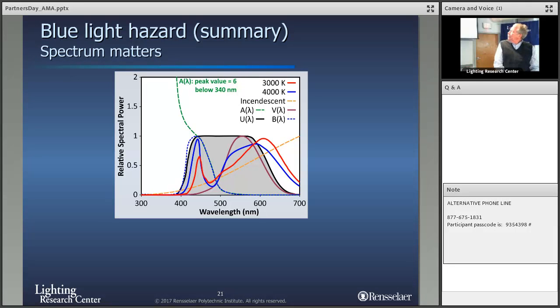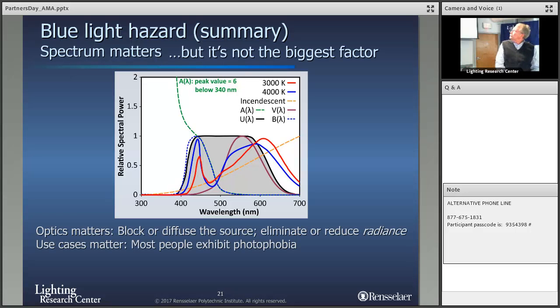So in summary, spectrum matters. And you've seen this curve that shows white LED and they say, oh my gosh, it's right in the middle of blue light hazard. But it doesn't matter nearly as much as optics. Remember, it's the radiance of the source that is critical. And even an incandescent source with very little radiation in this region is the most dangerous light source commonly available today, notwithstanding the sun, of course. So you need to understand that it's the radiance and the spectral power distribution, which is both spectrum and amount, that has to be considered in your assessment.